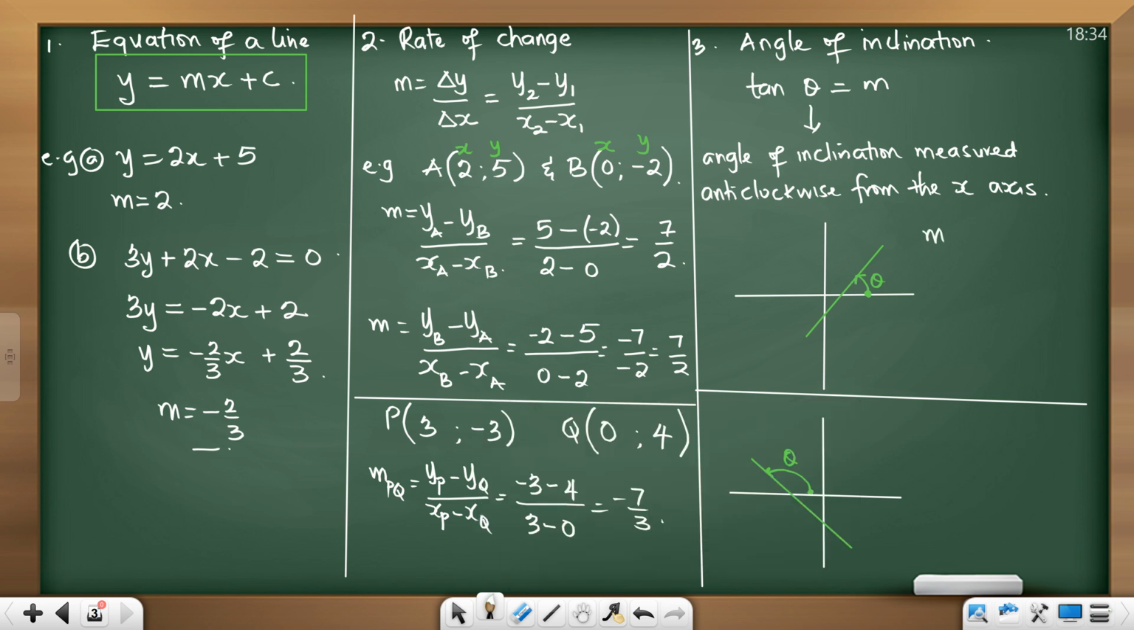You would notice here, gradient is greater than 0. Theta will be less than 90, acute. Gradient is less than 0. Theta will be greater than 90. Theta will be between 90 and what? 180. And you would notice we are going back to trigonometry. First quadrant and second quadrant. We're going to look at examples of this quickly.